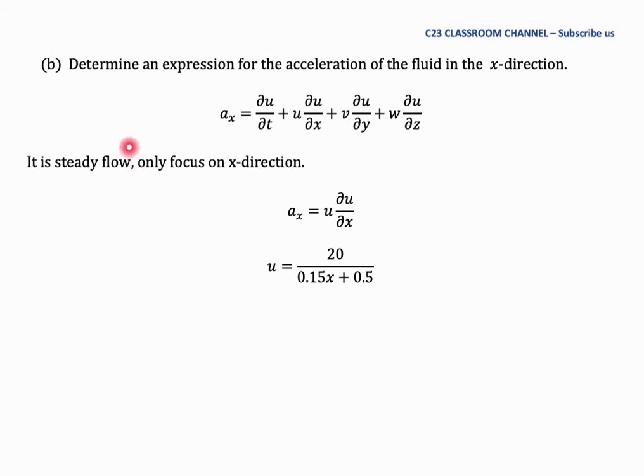So to determine an expression for the acceleration of the fluid in the x direction, we have the acceleration equation in the x direction like this. Because we are focusing only on the x direction, we could cancel all parameters that are not related to x. So we have a_x, the acceleration in the x direction, equal to u del u over del x. We know the value of u is 20 over 0.15x plus 0.5. We could substitute it in here.